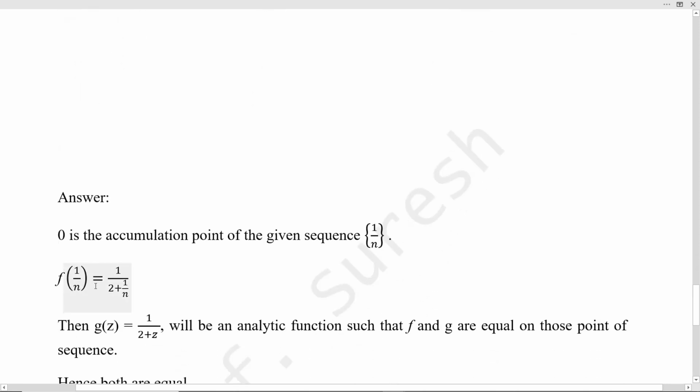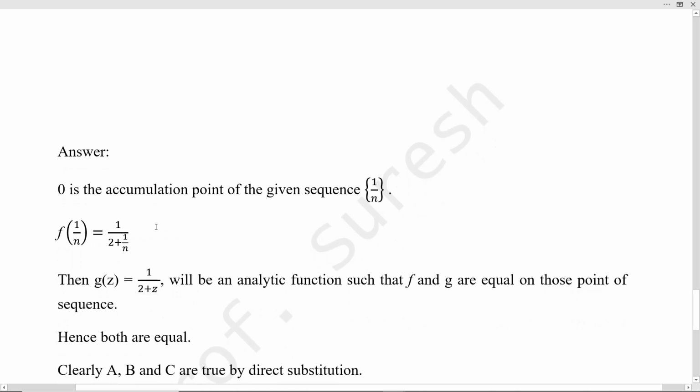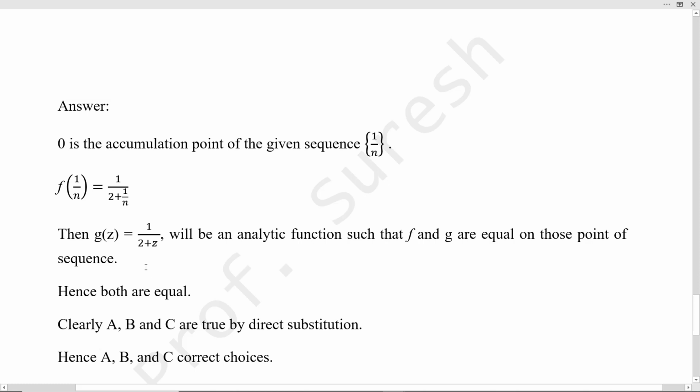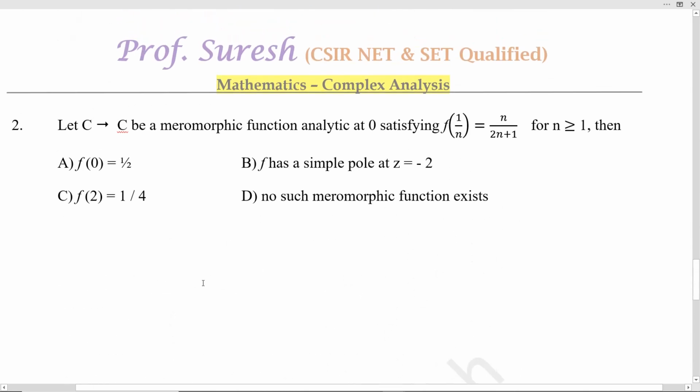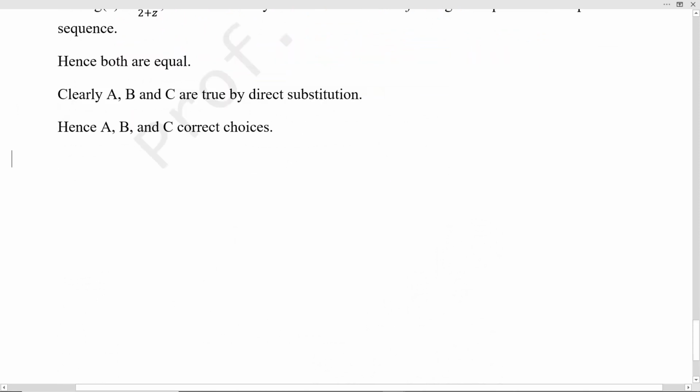And then f of 1 by n can be written by taking n outside and cancelling n. So we get 1 by 2 plus 1 by n. Take the function g of z equal to 1 by 2 plus z. These both satisfy, so f equals g. Clearly we can check by direct substitution like the previous problem. The options A, B, C are correct. Only option D is not true. No such meromorphic function exists. Hence the options A, B and C are correct.